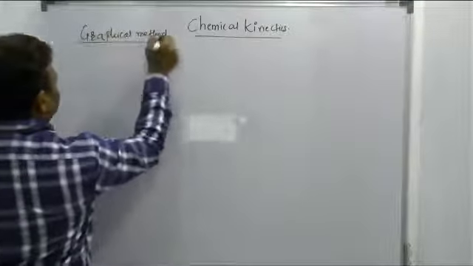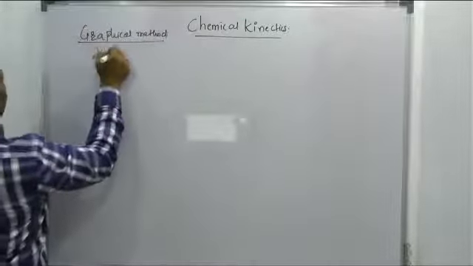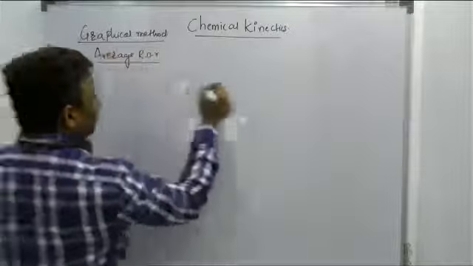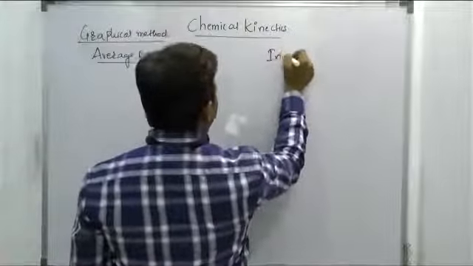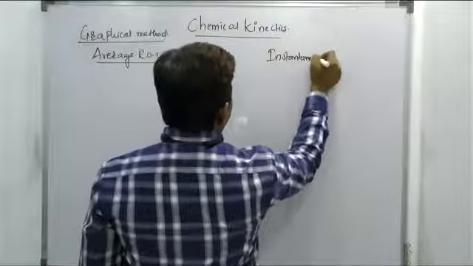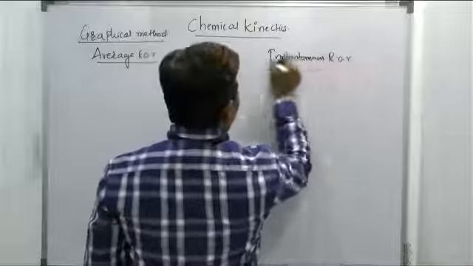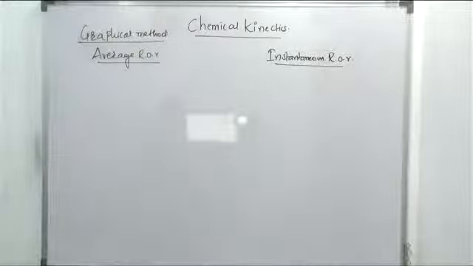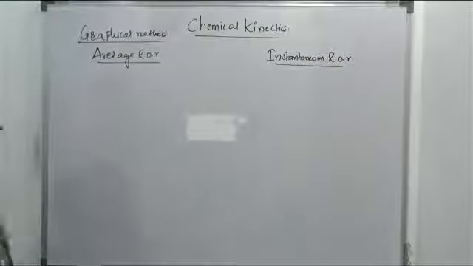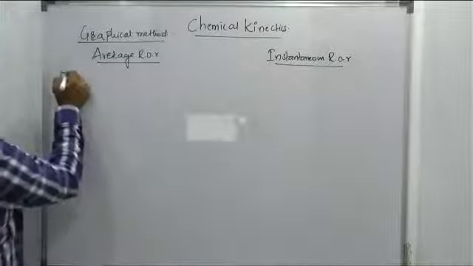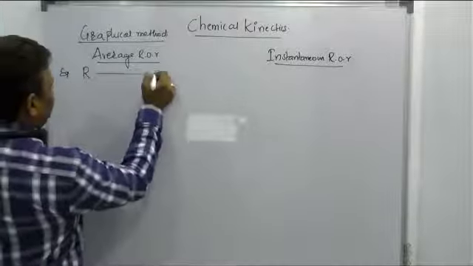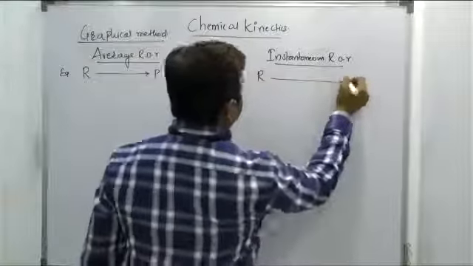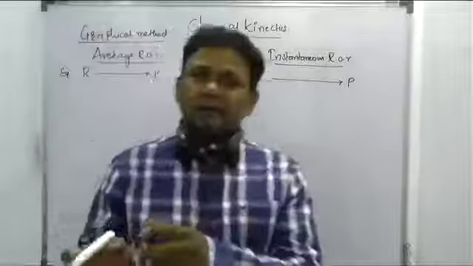Sir, it is a graphical method, and in this graphical method we are going to determine the average rate of reaction, and in another case the instantaneous. What does ROR indicate? ROR is called the instantaneous rate of reaction. Now we will see here, beta, one example. Suppose I take the example, sir, I start from reactant R and end with the product P.